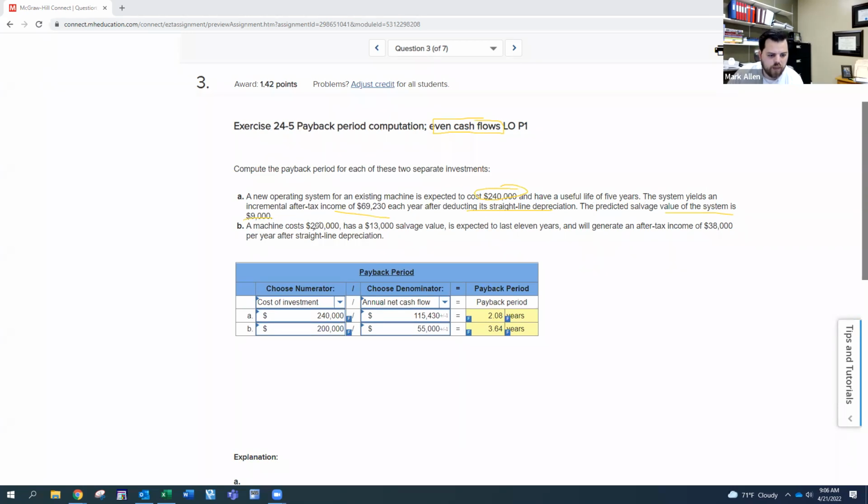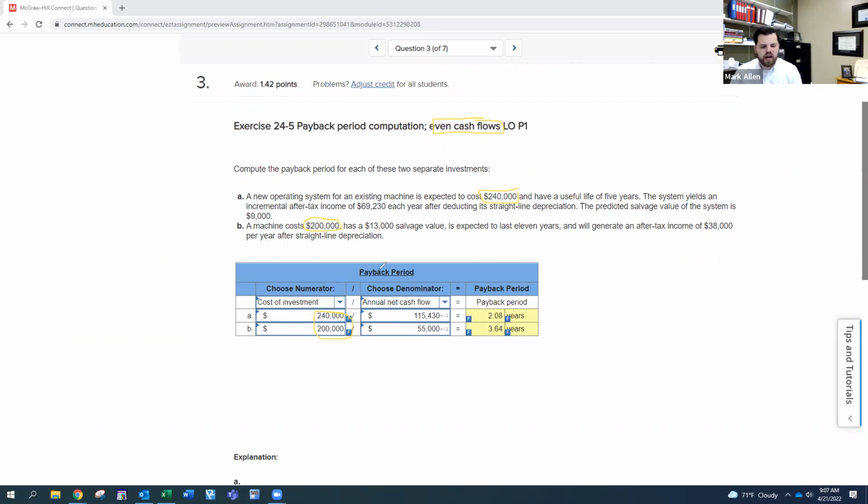And then in B, a machine costs $200, salvage of 13, is expected to last 11 years to generate after-tax income of 38 after straight-line depreciation is taken care of. So a couple of things we're going to have to do here. For the first piece, we're going to come in, and of course, we've got our cost. So for the first one, this is the 240. For the second one, this is the 200. So we'll go ahead, we'll drop those right on in.